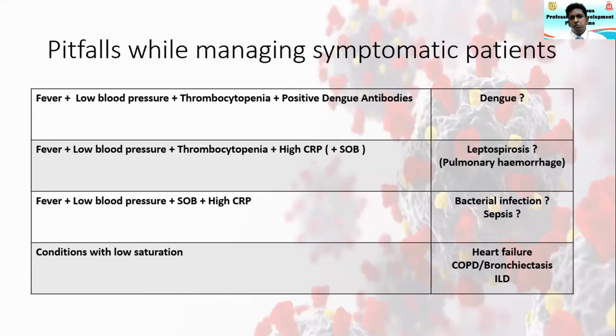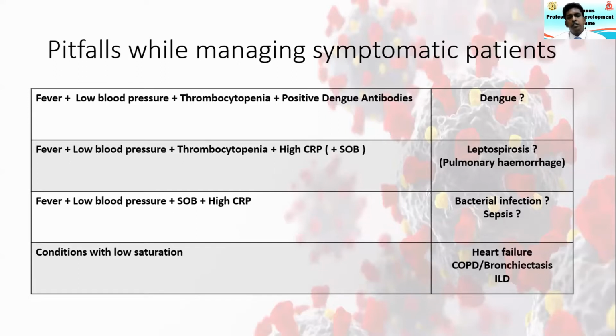So if you have a patient with fever, low blood pressure, thrombocytopenia, or positive dengue antibodies, which is usually suggestive of dengue, we have to know that positive dengue antibodies can be seen in a COVID-19 patient, and we have seen enough. And fever, low blood pressure, thrombocytopenia, high CRP, especially shortness of breath, you will see especially in southern and western provinces, is leptospirosis, even with pulmonary hemorrhages. And fever with low blood pressure is a sign of bacterial sepsis, as well as any bacterial infection.